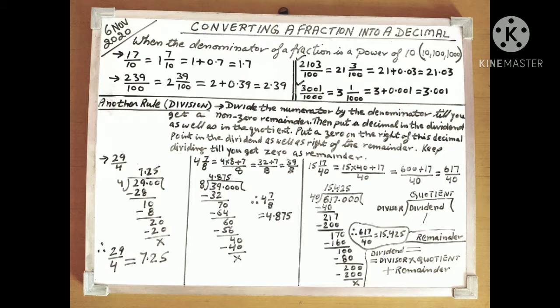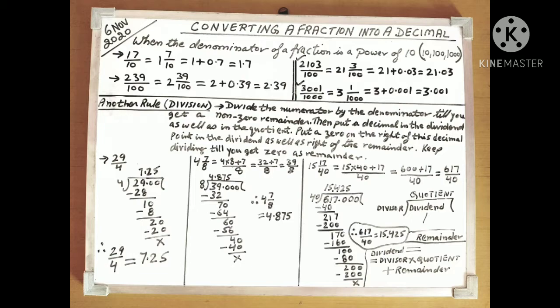is equal to 21.03, right? See the next one, 3001 divided by 1000, which we write as 3 and 1 by 1000, that is 3 plus 0.001 is equal to 3.001. Simple, right? Another method which we generally use is the method of division, right?